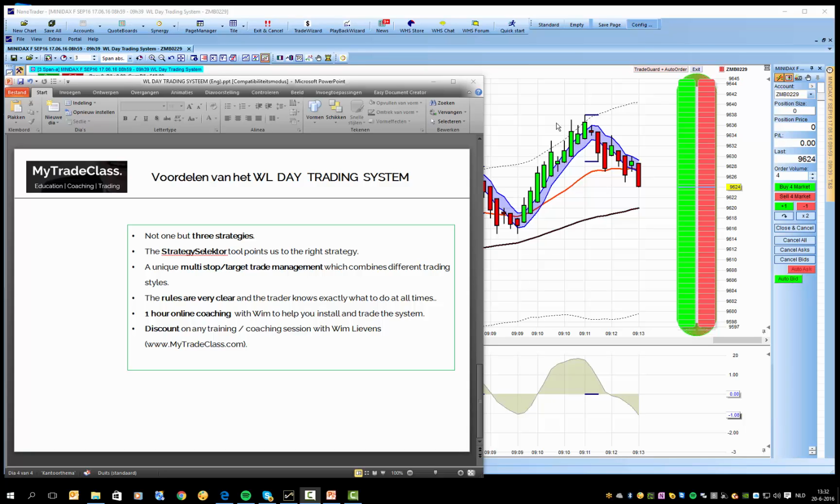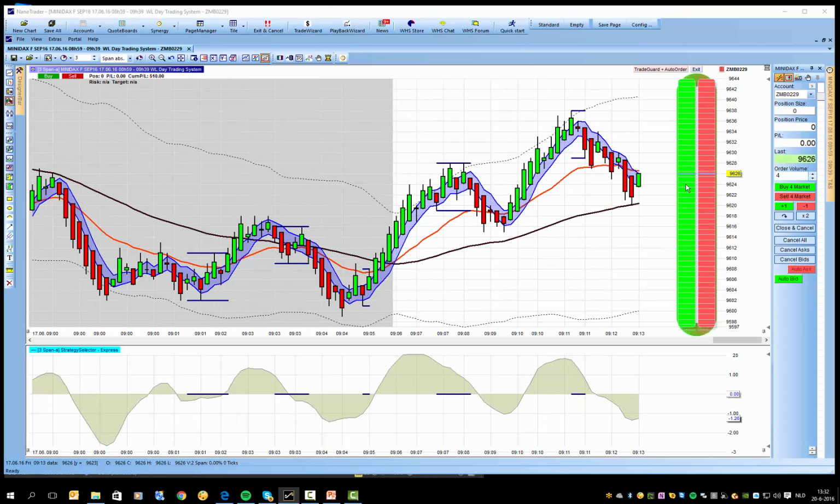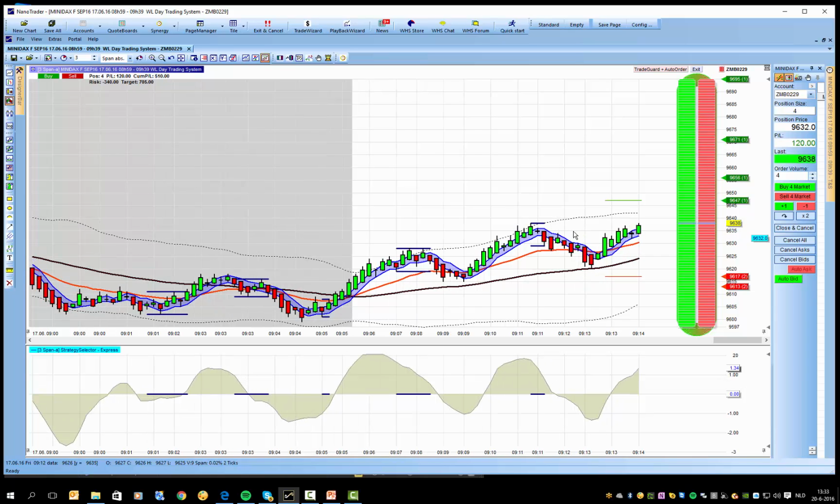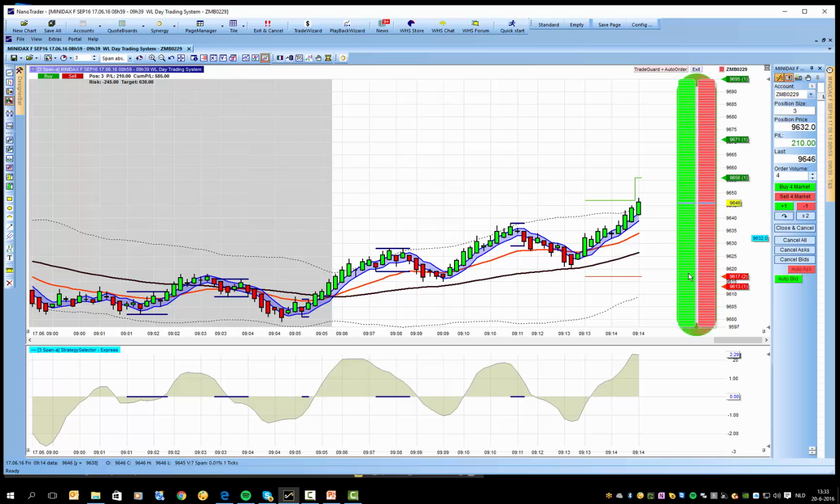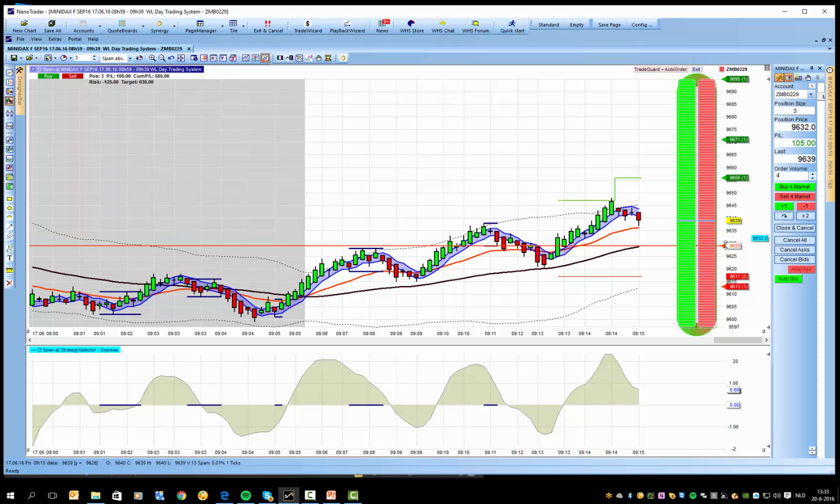Let's have a look at the chart now, and let's see the system in action. I'm just going to show one trade. I'm going to prepare, and there we're in the position. This is a T-channel where we see the trend. We're trying to get into the trade. We're in with 2 stops, 4 targets.